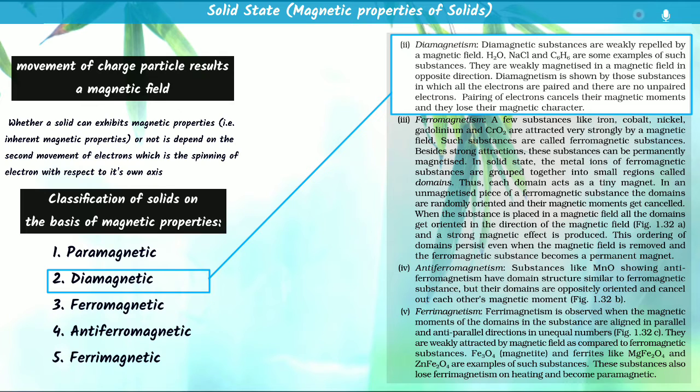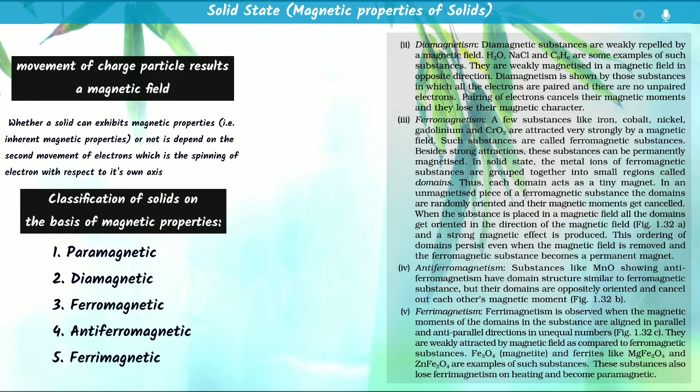Diamagnetic solids lose their magnetic properties because all the electrons present in such solids are paired. We cannot get any magnetic behavior, because we already know that net magnetic behavior of a substance is observed only if unpaired electrons are present. So we cannot observe magnetic behavior in diamagnetic substances. Understand? The third category is known as ferromagnetic solids.